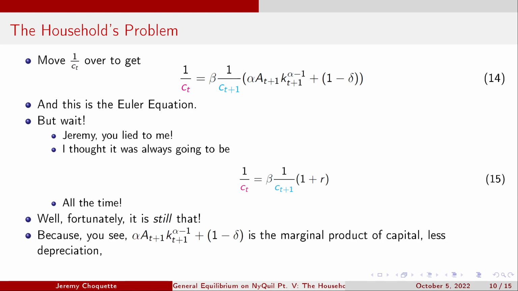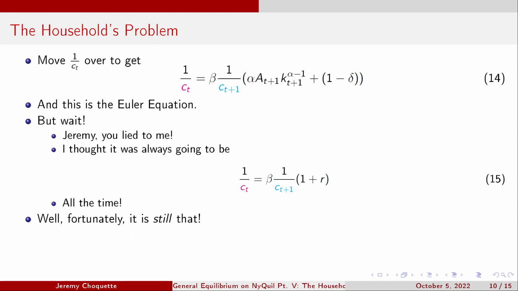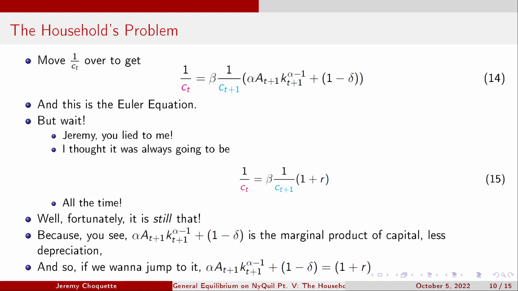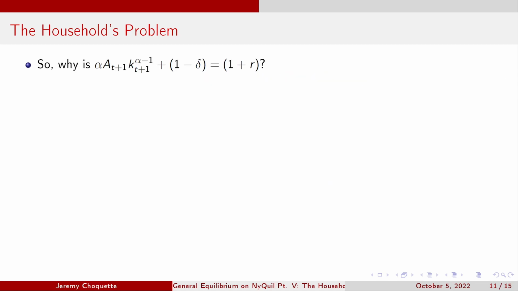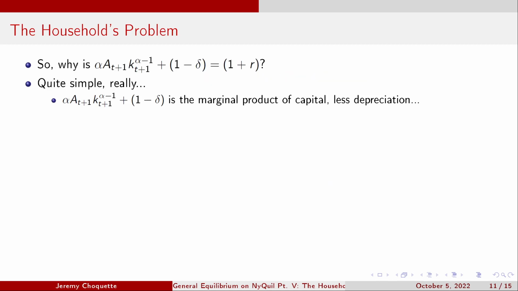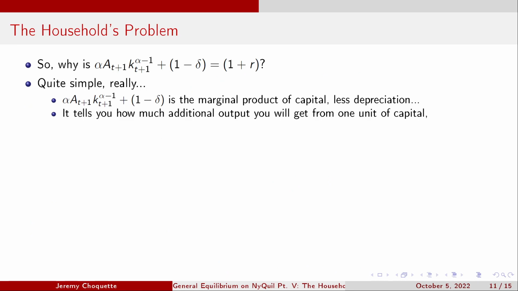So alpha times A sub t plus 1 times K sub t plus 1 to the alpha minus 1, plus 1 minus delta, is the marginal product of capital less depreciation. So if I want to jump to it, that whole thing, the marginal product of capital less depreciation, is equal to 1 plus the interest rate. So why is that? Well, it's pretty simple. This is the marginal product of capital less depreciation. It's telling you how much additional output you will get from 1 unit of capital, but it's also controlling for the depreciation rate on the capital.